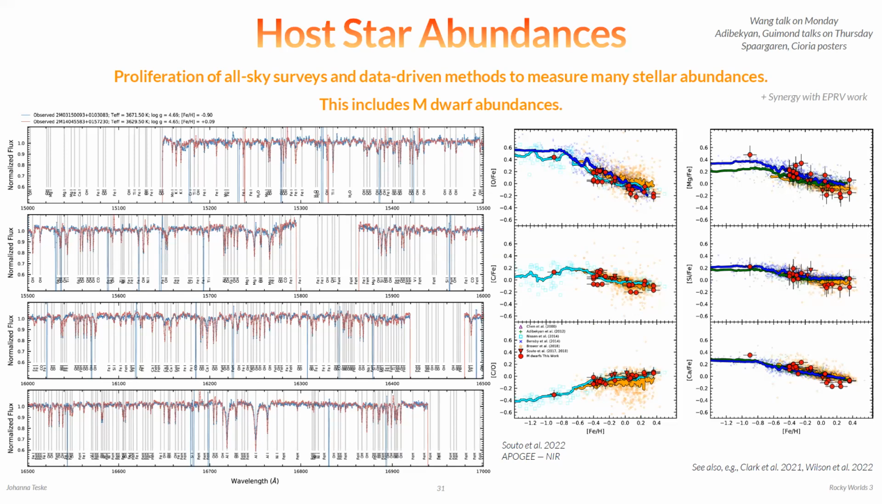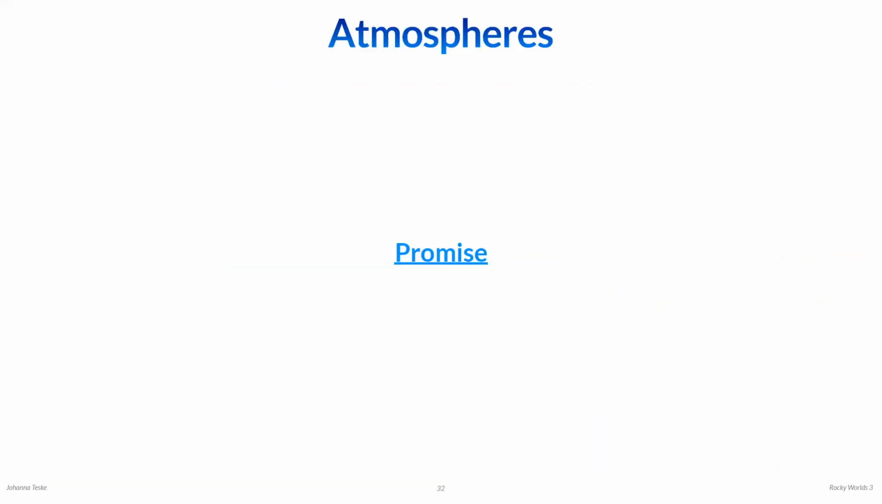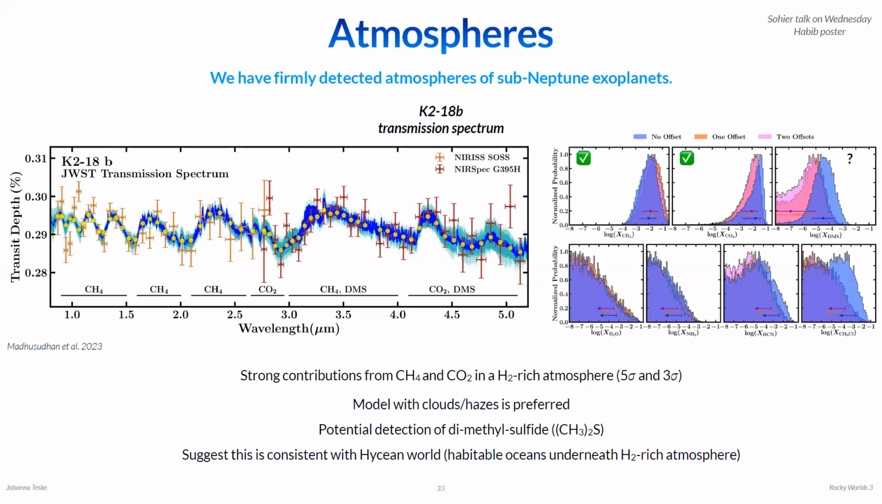All right, so this is the last main section, atmospheres. In this one, I decided to start with promise and end with perils. I don't know, that just felt better for this section for some reason. Maybe I was wanting the good news first. So we saw this spectrum earlier today as well.